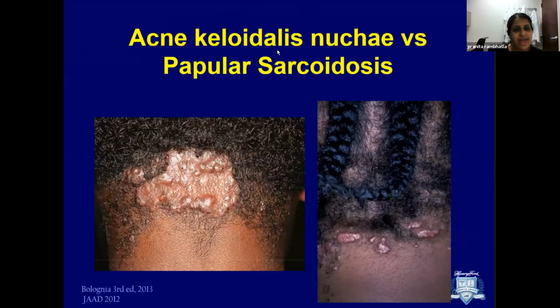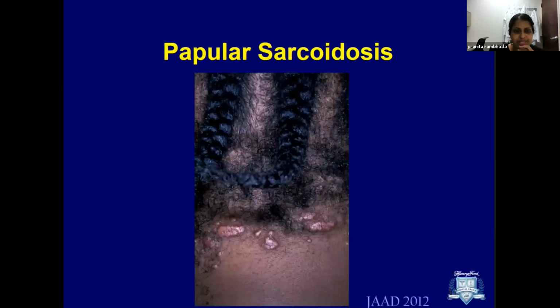All right, next we have one patient with acne keloidalis nuchae and the other patient with papular sarcoidosis. Acne keloidalis nuchae is a form of chronic folliculitis that can cause hair loss. It's usually seen on the nape of the neck, and we would treat it with steroids, antibiotics, laser treatments, things like that. This is papular sarcoidosis. You can see on the nape of the neck, it's pretty difficult to distinguish from AKN, and this is perhaps a form of scar sarcoidosis.